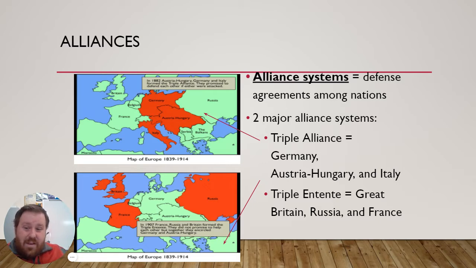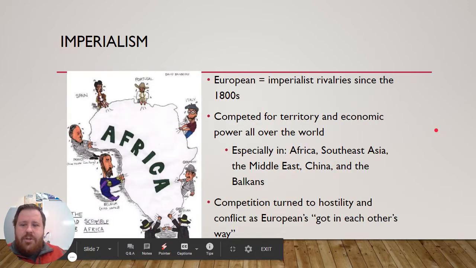But if two of these countries, one from the Triple Alliance and one from the Triple Entente, were to go to war with each other, that means all six of these major powers and major imperial powers in the world are going to go to war with each other, and that's gonna lead to crazy places. So here we go. That's the alliances portion.